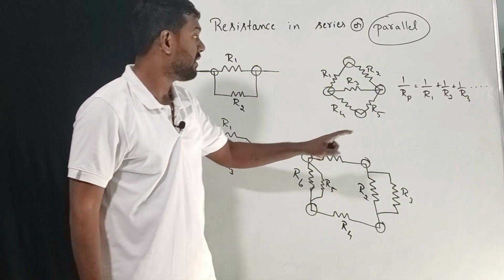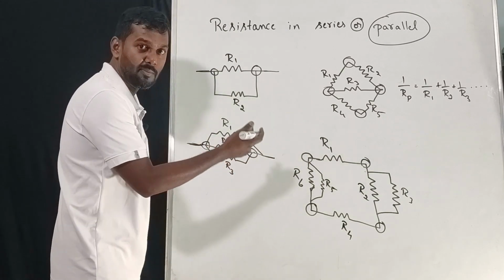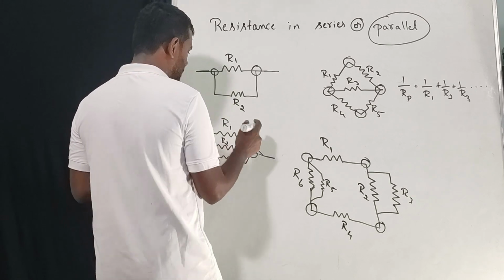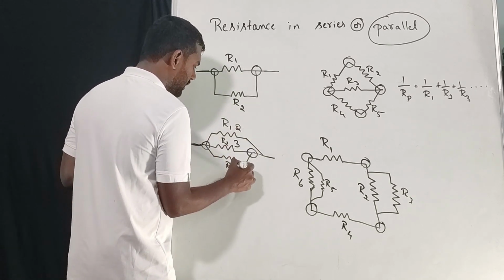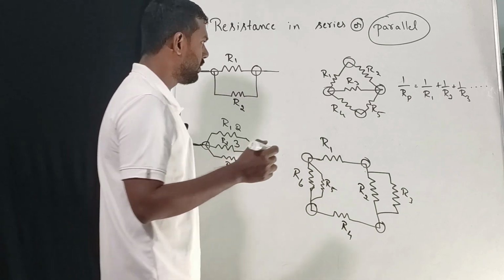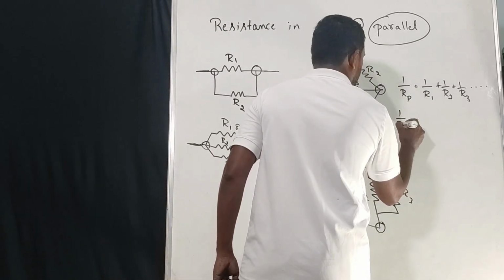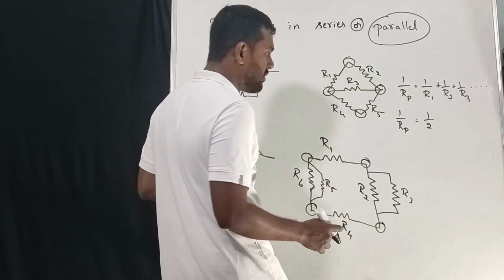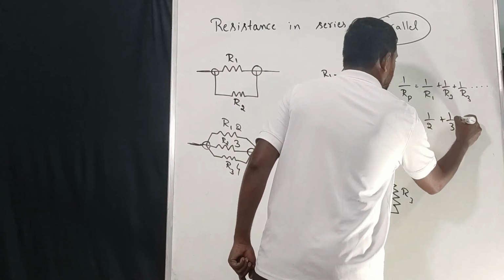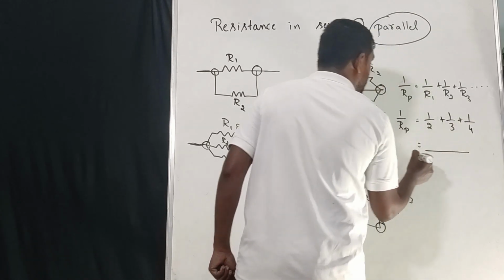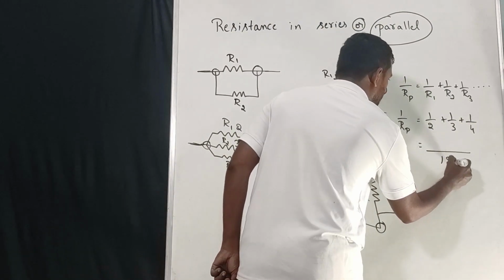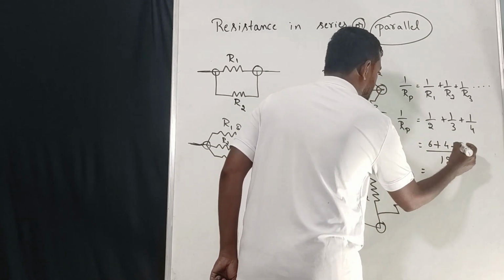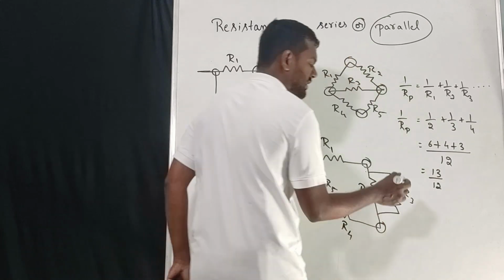Whatever the values, I'll show one example. Assume we'll talk about this question: 2, 3, 4. 1 by RP is equal to 1 by 2 plus 1 by 3 plus 1 by 4. We have to take the reciprocal of these values. What is the LCM? That is 12. So this will be 6, this will be 4, and this will be 3. Answer will be 13 by 12. Correct? This is the final answer.